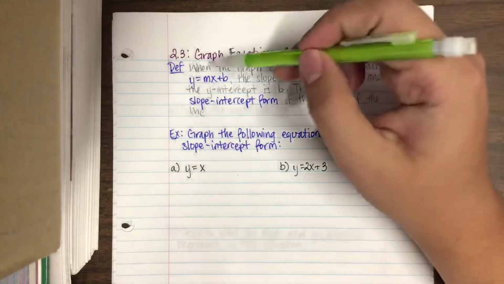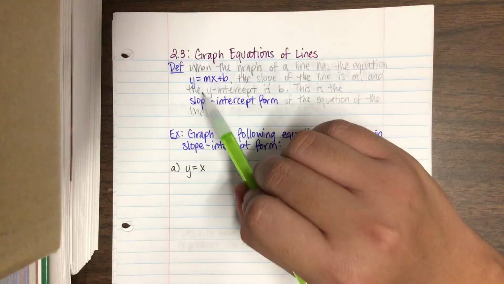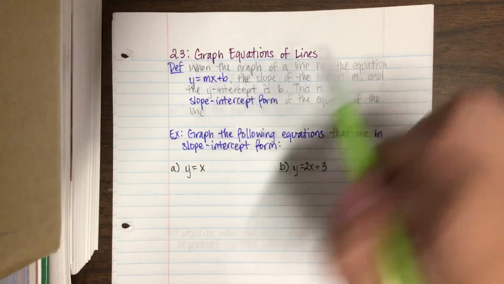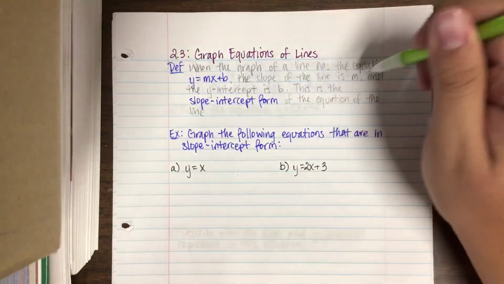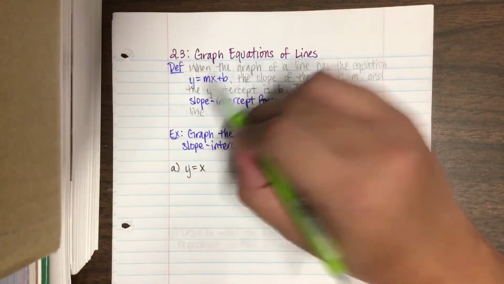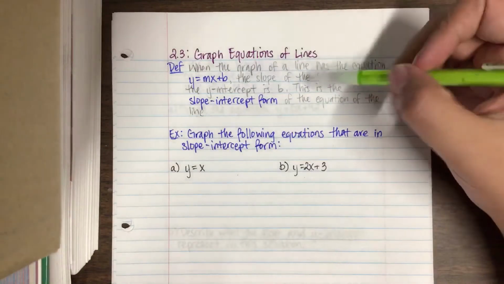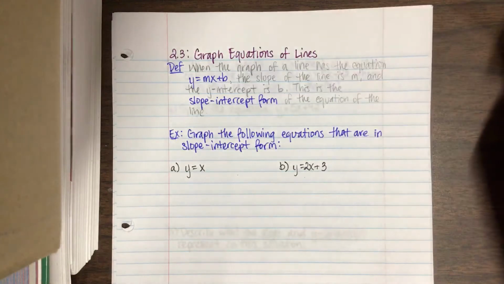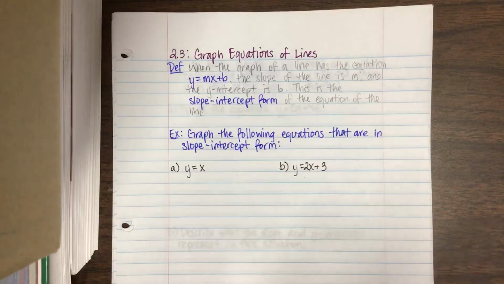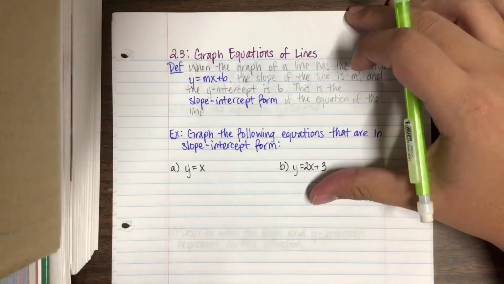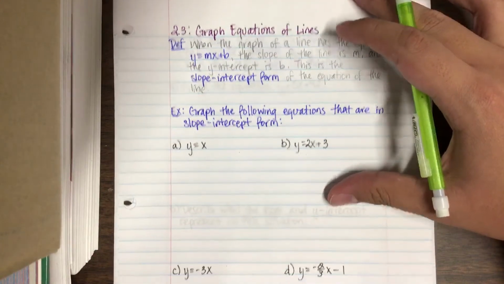When the graph of a line has the equation y equals mx plus b, the slope of the line is m, so our m is our slope, and our y-intercept is b. Hopefully that's review, and this is known as the slope-intercept form of the equation of the line. Go ahead and pause the video and jot that down if you haven't already done so. Let's use that information to graph a few lines.